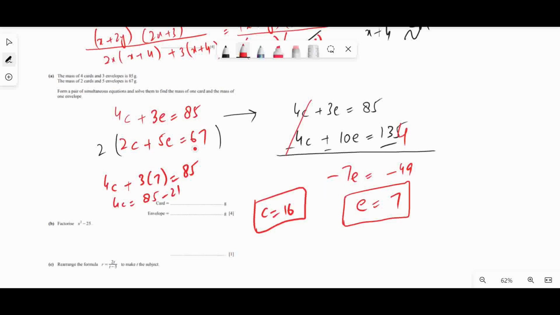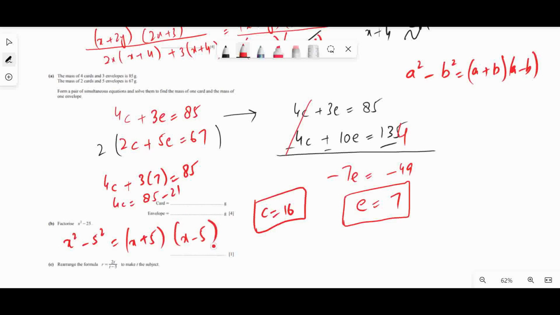Let's move to the second part, x square minus 25. So we can write it as x square minus 5 square. Now we can use the identity a square minus b square is equal to a plus b into a minus b. So we can write it as x plus 5 into x minus 5.